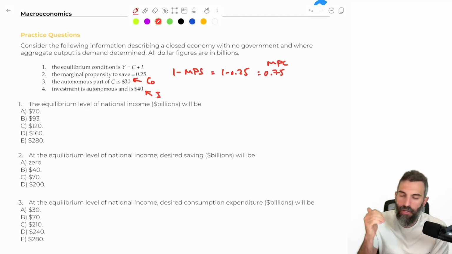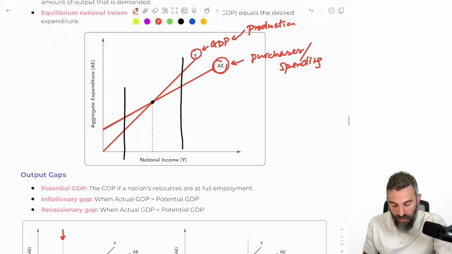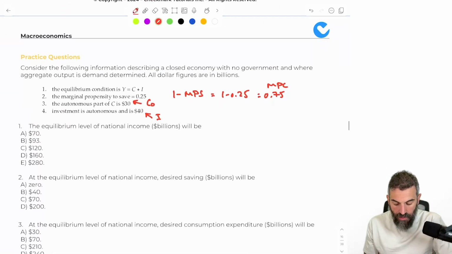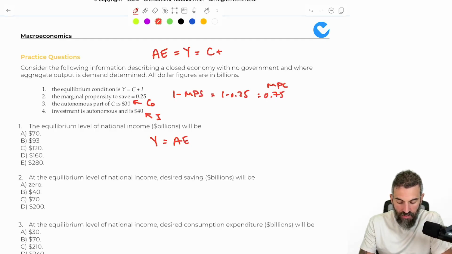So how do you find equilibrium? Remember that equilibrium is when your aggregate expenditure equals your GDP. So you set Y equal to AE. That is equilibrium. And here we're going to expand it. AE, in this case, is really just these two things: consumption plus investment. So Y equals consumption plus investment.